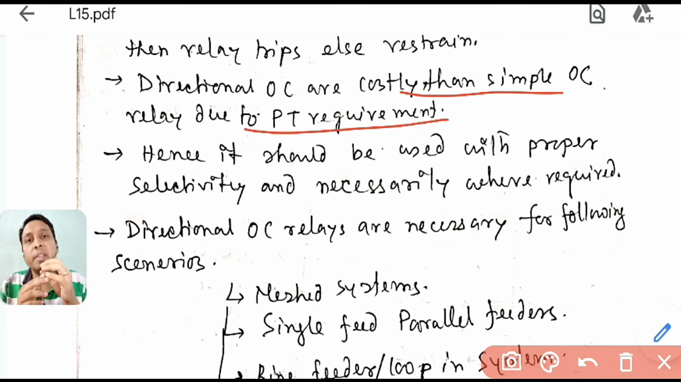If I want to sense the direction, that means I need to sense the angle. So for angle sensing, you need to measure voltage and current. What is the angle between these two? Hence, this should be used. That's why it is costly. So it should be used with proper selectivity and only where necessary.